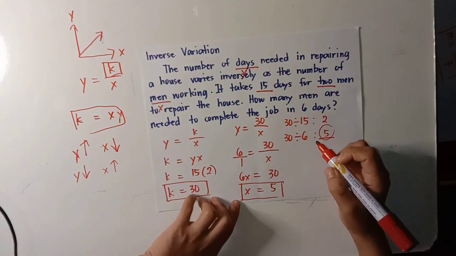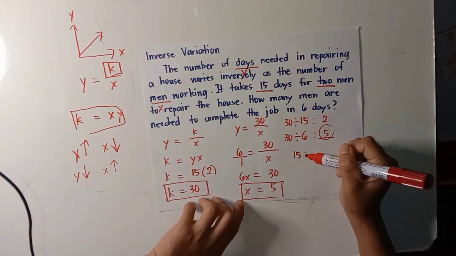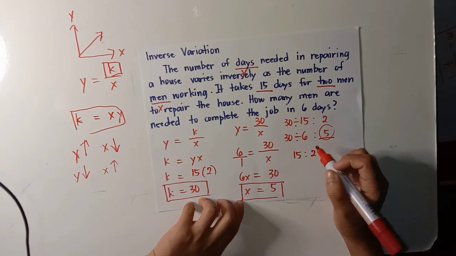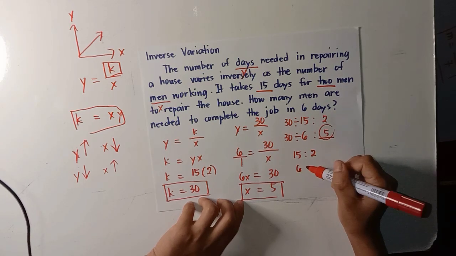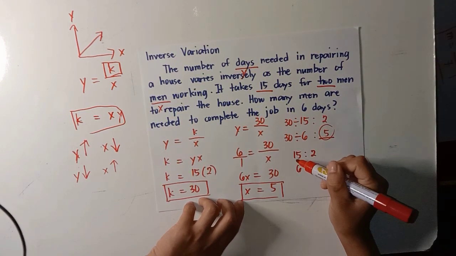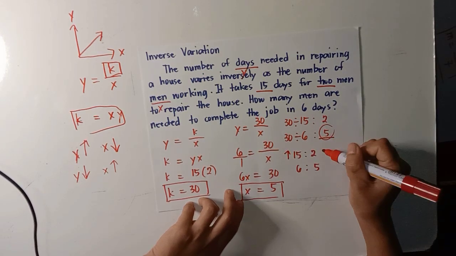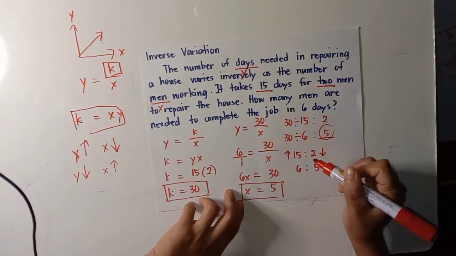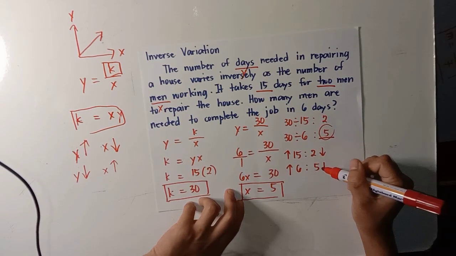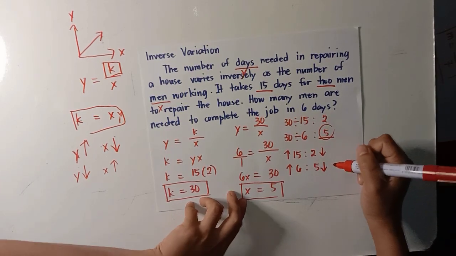Okay, let us rewrite again the variables. 15 is to 2, and then 6 is to 5. So the y here is increase and the x here is decrease. The y here is decrease and the x here is increase. Therefore, this is really an inverse variation problem.